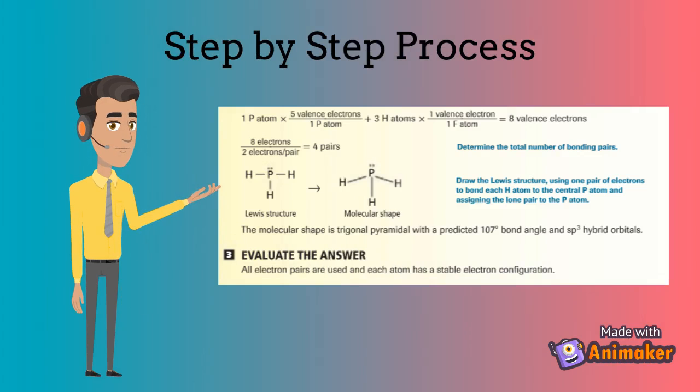Here we start with a mathematical procedure. We have one phosphorus atom times 5 valence electrons over one phosphorus atom. We add 3 hydrogen atoms times 1 valence electron over 1 hydrogen atom, which gives us 8 valence electrons. Of course, these come in pairs, so we divide this by 2. Then we draw the Lewis structure, and we use one pair of electrons to bond each hydrogen atom to the central phosphorus atom.